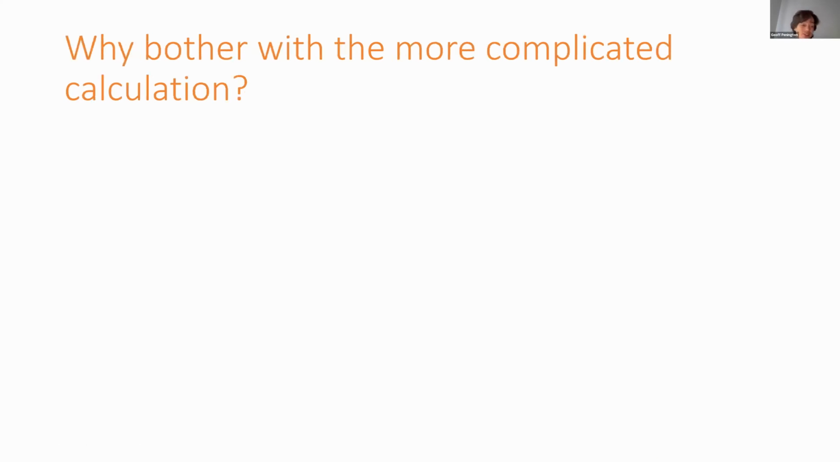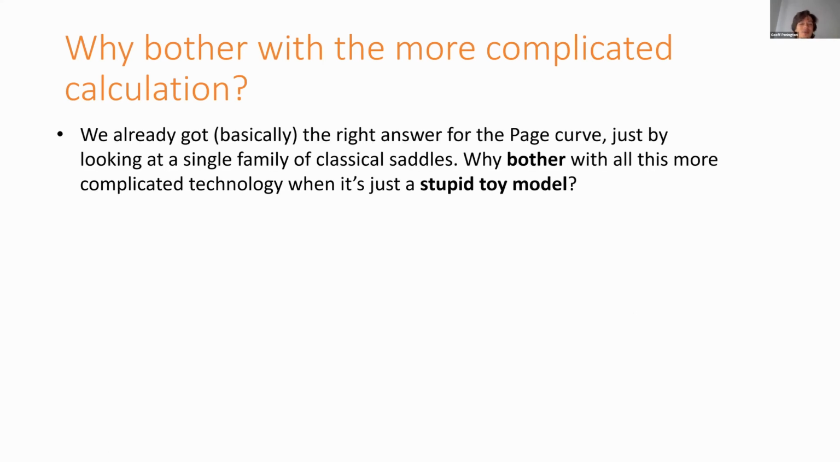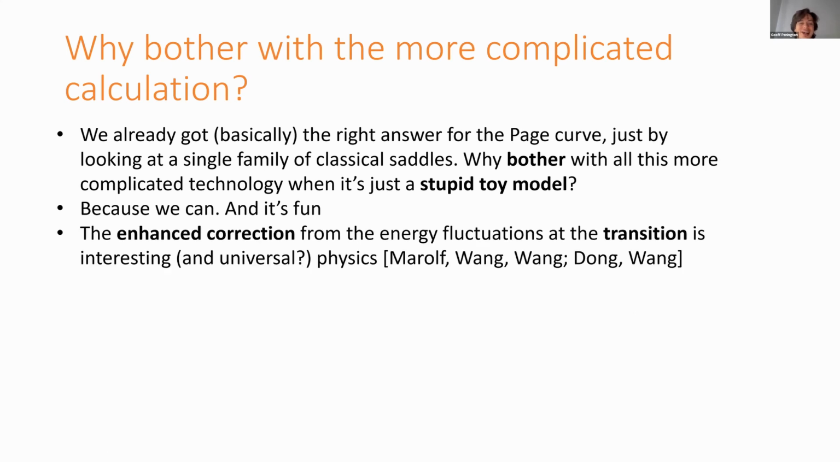So really very, very final slide. Why bother doing this much more complicated calculation when we basically already got the right answer for the Page curve just by looking at the leading classical saddles? It is, after all, just a stupid toy model. The first answer is because we could, and it was fun, and it involved a lot of cool tricks. The more reasonable answer is that there's some interesting physics in these enhanced corrections. Some recent papers by Mao, Wang, and Dong and Wang talk about the same phenomena in higher dimensions for related quantities. So it's pretty universal physics, not just in this toy model.